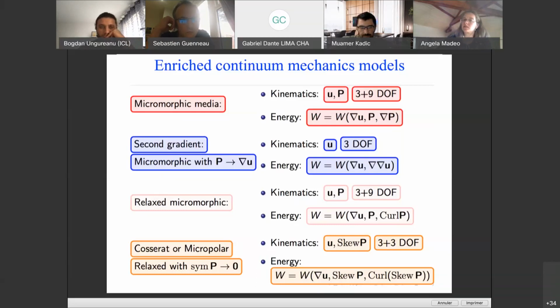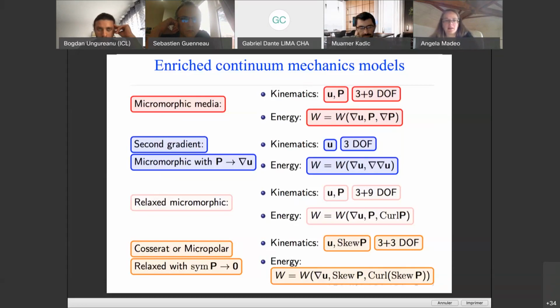So given this restricted kinematics I showed in the beginning, we are not able to treat metamaterials with that. Then we have this relaxed micromorphic model that we introduced in our team recently, which keeps the whole kinematics of a micromorphic medium, so the whole 12 degrees of freedom, but in the energy, we are not taking the whole gradient as is done in Mindlin-Eringen models. We just take the curl of P.